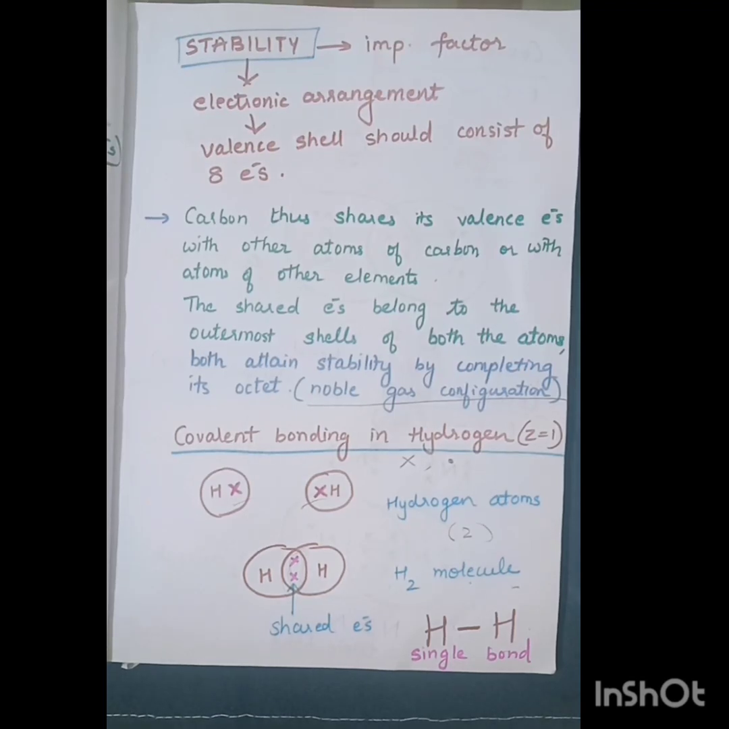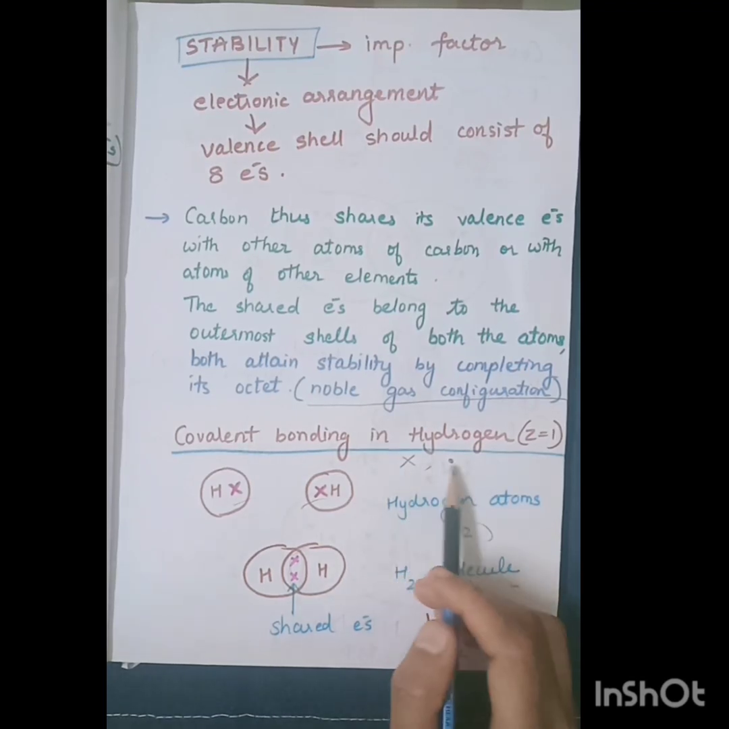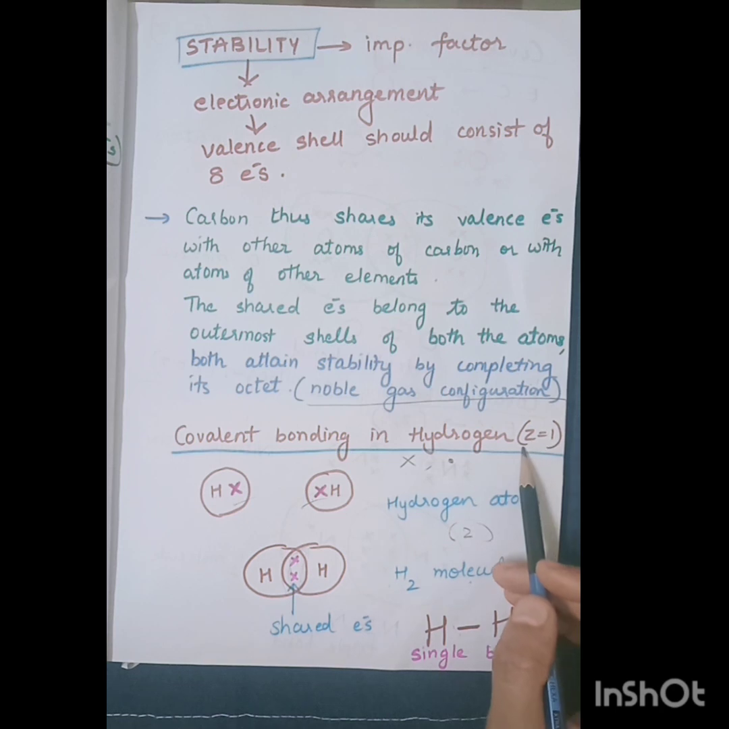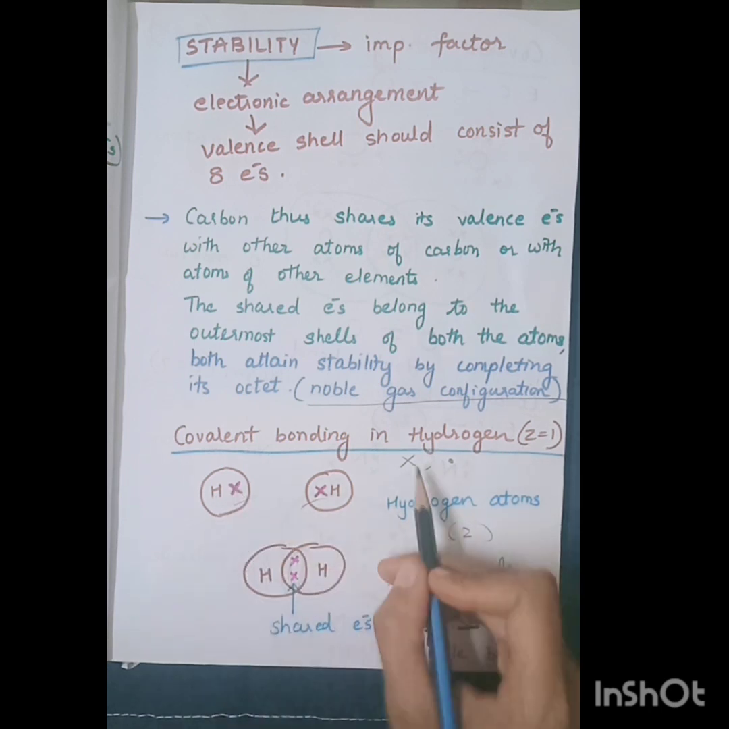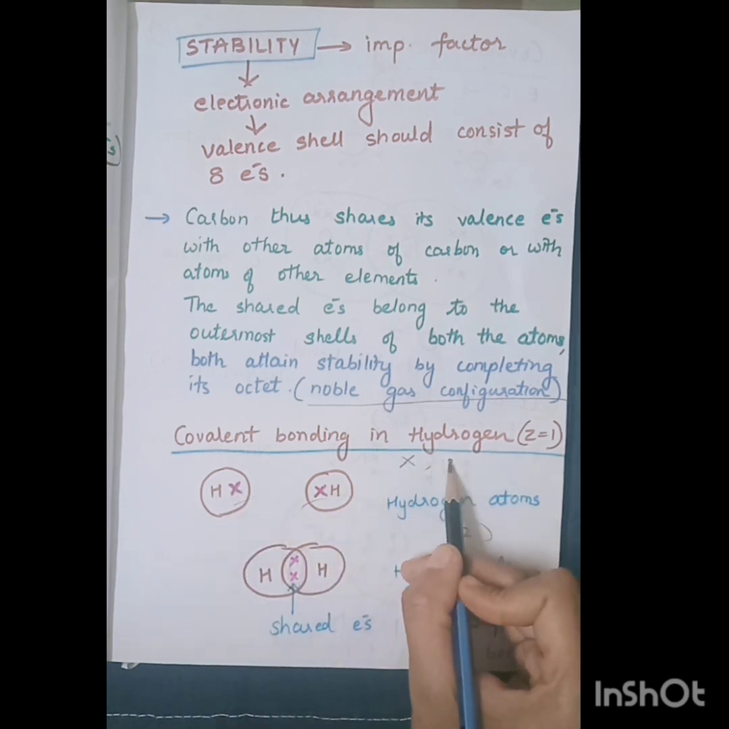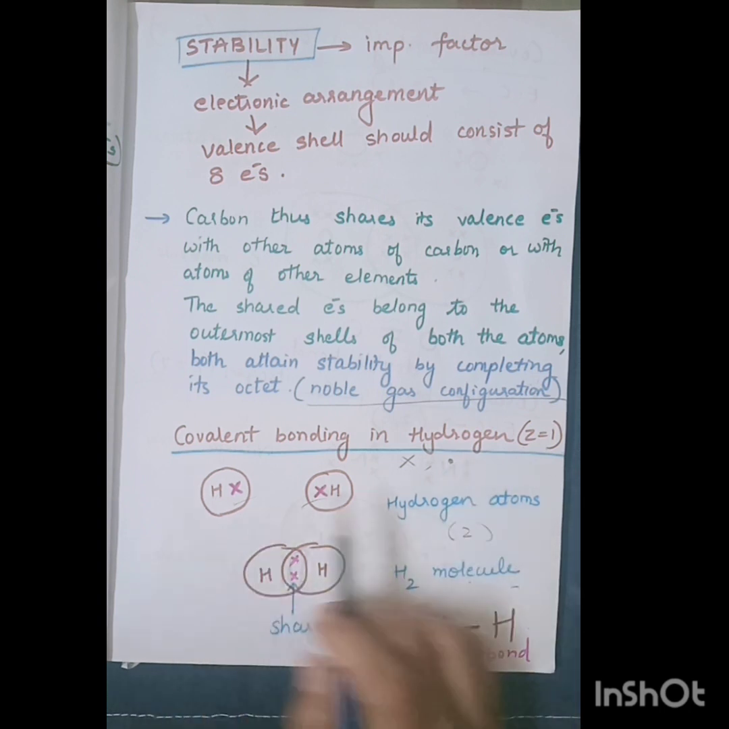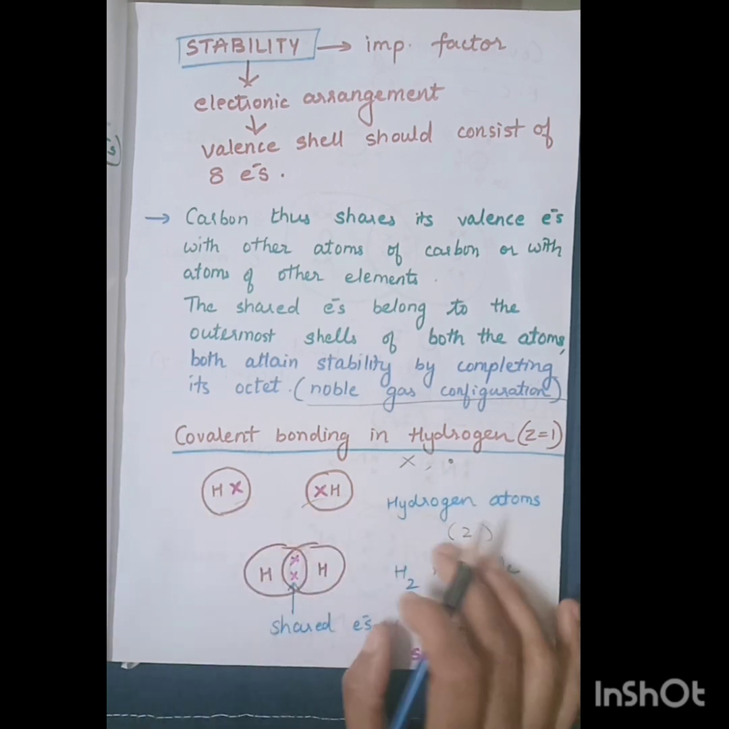In this video, we'll be discussing covalent bonding in hydrogen. Hydrogen, the first member of the periodic table with atomic number 1. And here we will be showing electrons by using a cross or a dot. Now, we have here two hydrogen atoms.